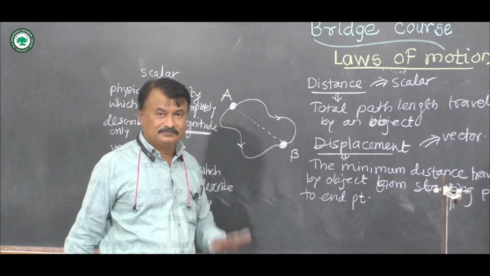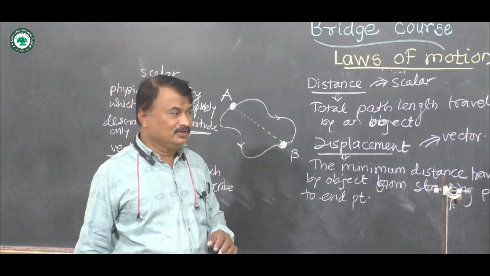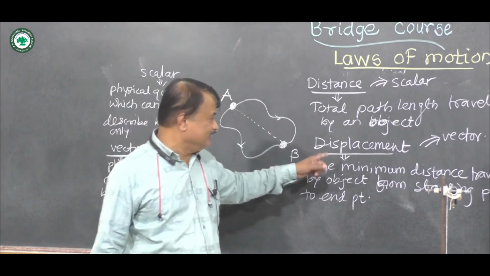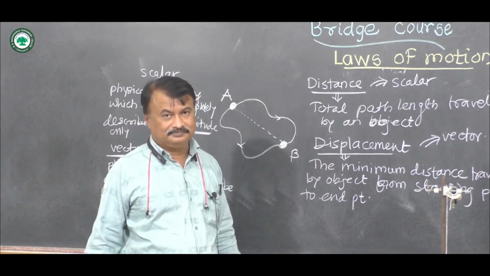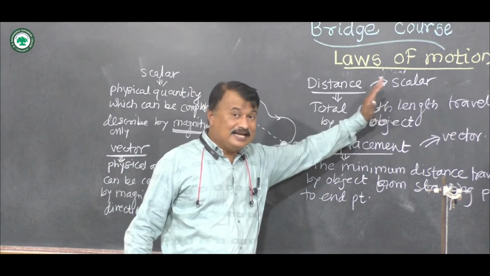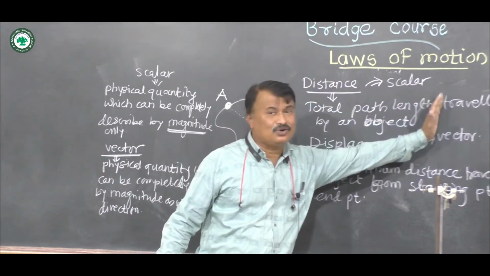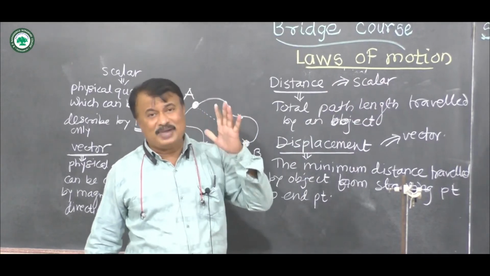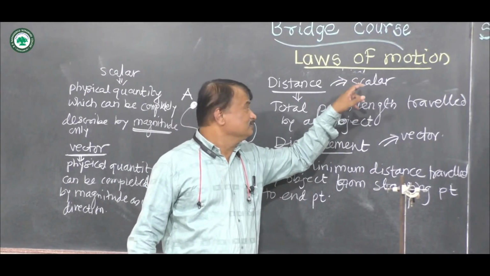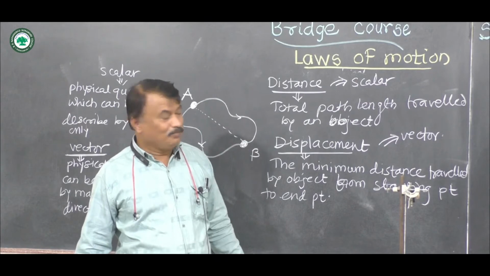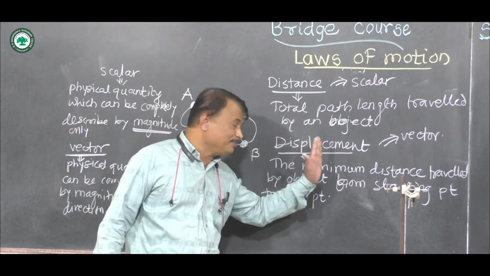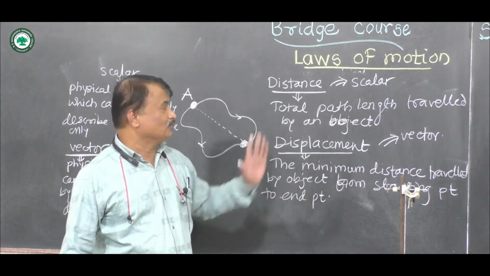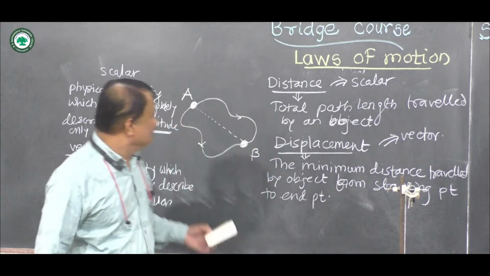Now we know that speed is another physical quantity which depends upon distance, and velocity is another physical quantity which depends upon displacement. As you know, distance is a scalar quantity and speed depends upon distance, so speed is a scalar quantity. For studying speed, we require only magnitude, and that's why speed is a scalar quantity. Velocity depends upon displacement, and as displacement is a vector quantity, therefore velocity is a vector quantity. Now we study speed and velocity.